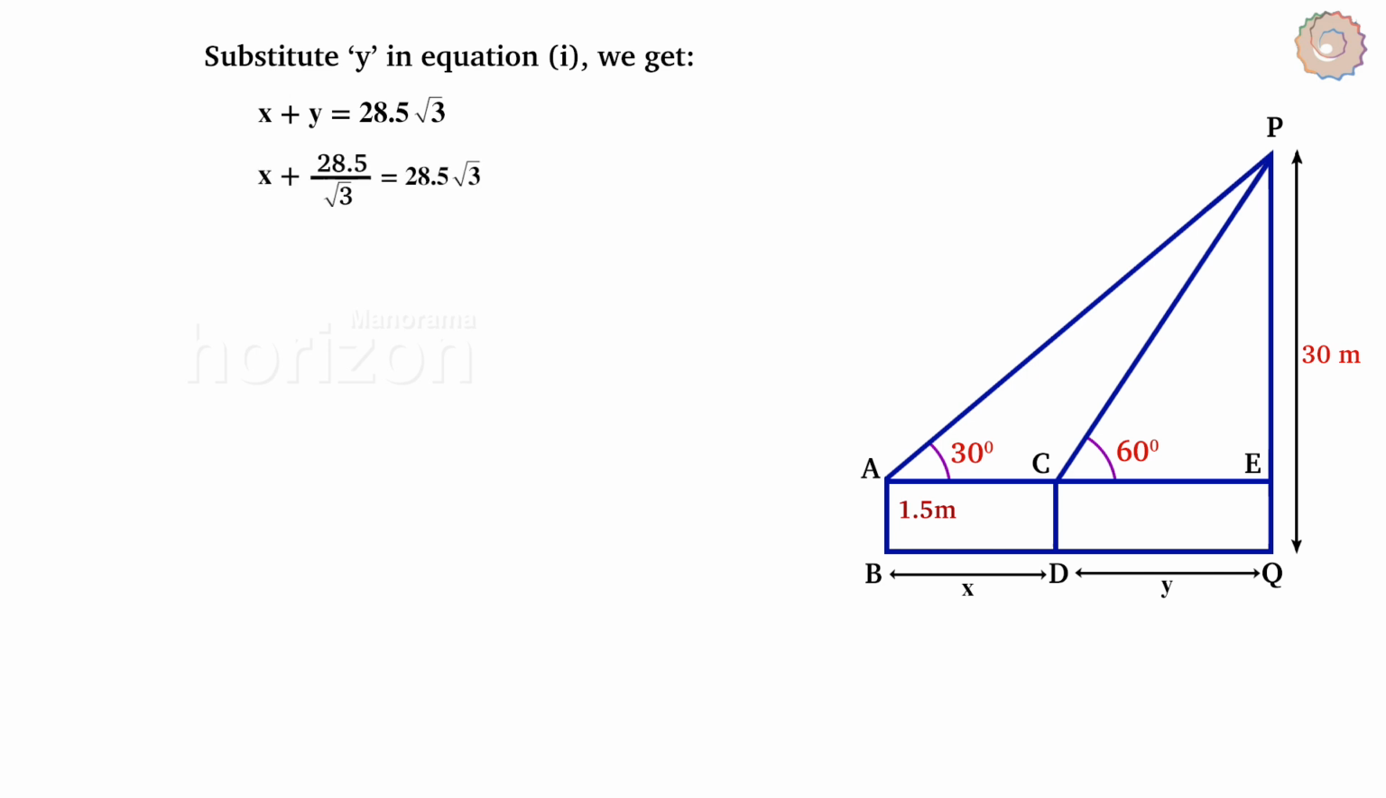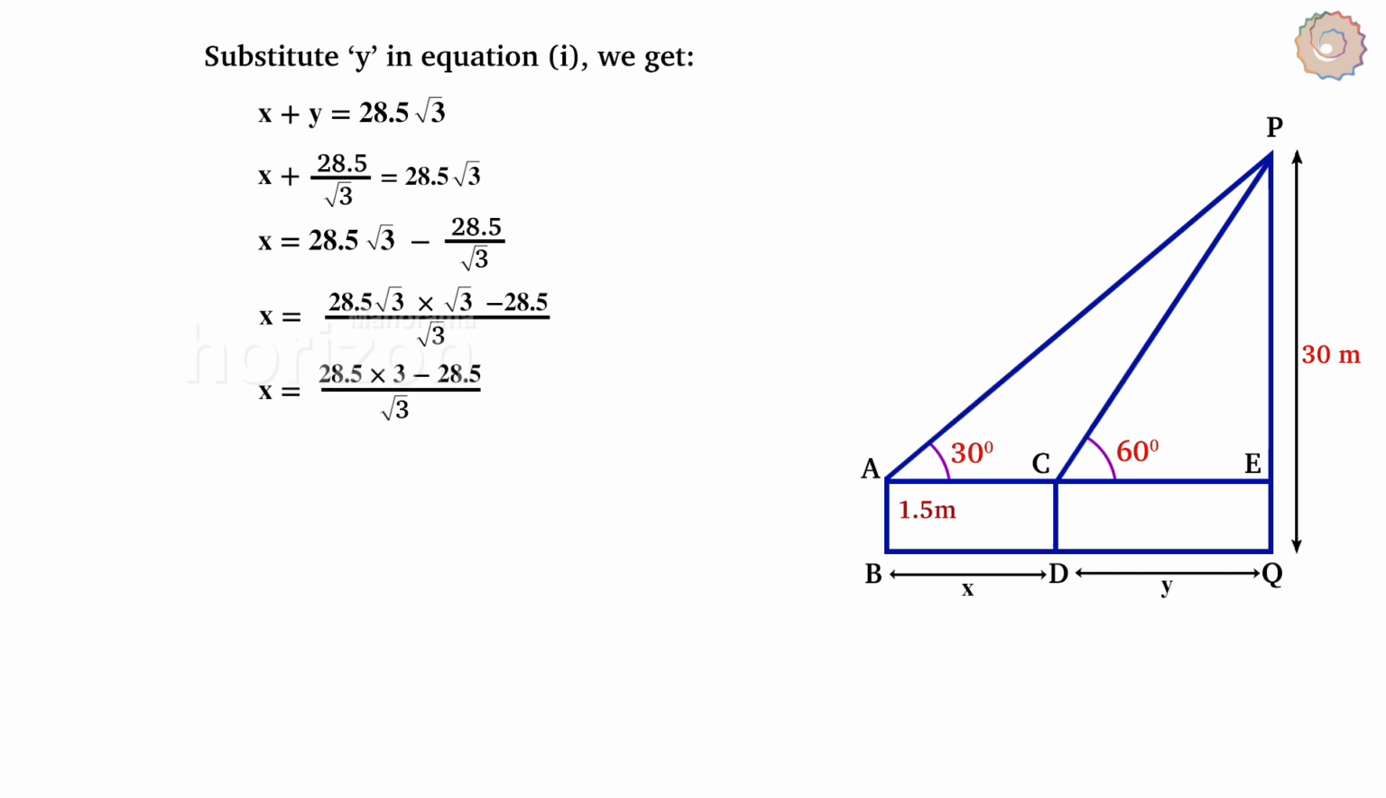Now x plus 28.5 divided by root 3 is equal to 28.5 root 3. Solving for x, we get x is equal to 28.5 root 3 minus 28.5 divided by root 3. Taking the LCM, we get root 3. That is 28.5 root 3 into root 3 minus 28.5, divide the whole by root 3. 28.5 into 3 minus 28.5 divided by again root 3.